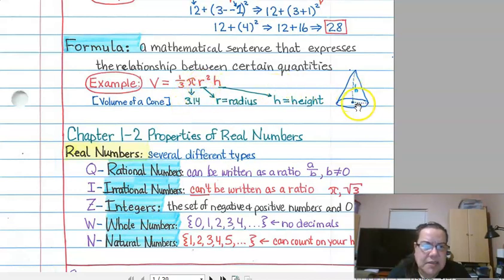R is the radius. So that's the distance between the center of a circle to the side. So R is your radius, and then your height. How tall is this? In this case, it's a cone. So the formula for the volume of a cone is here. So just kind of remember how we used to solve these in Algebra 1, possibly geometry. So just try to remember that you will be substituting numbers in there.